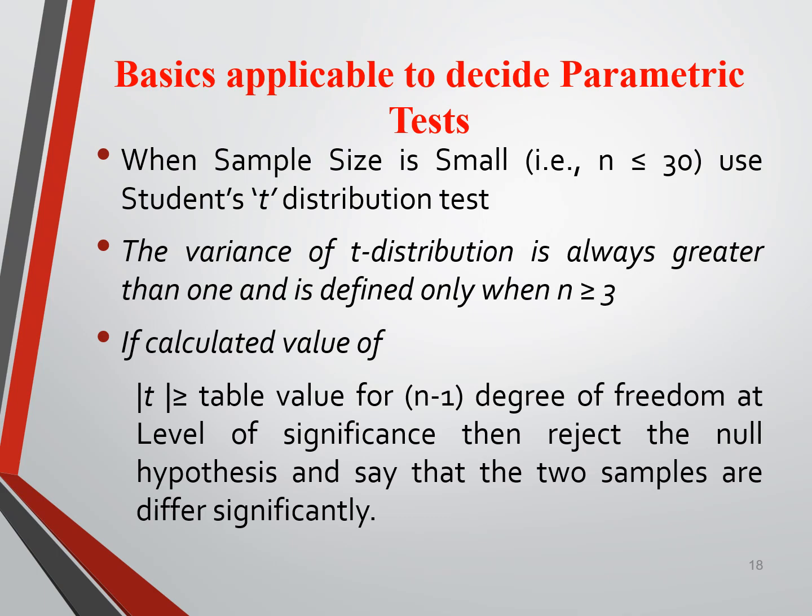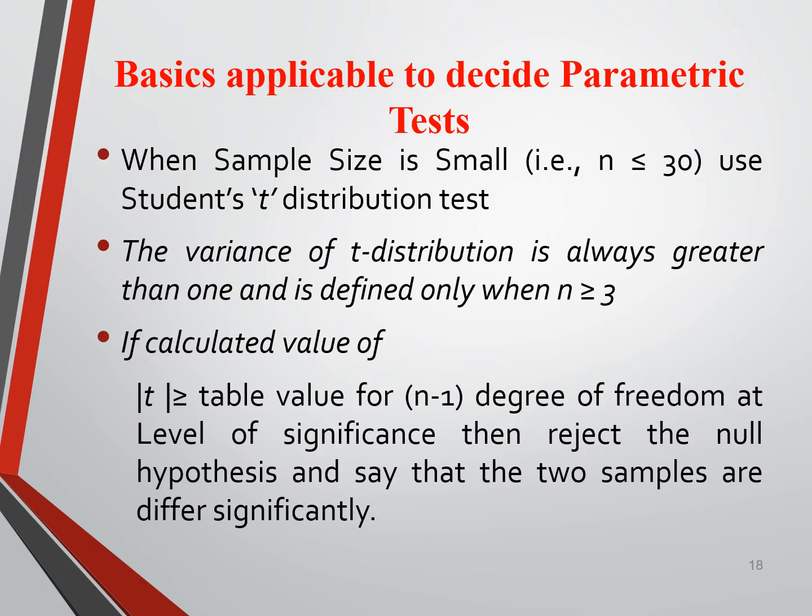The variance of the t distribution is always greater than 1 and can be defined only if n is equal to or greater than 3, but less than or equal to 30. So I say that minimum 2 samples are required. So for performing your t-test, the number of samples should be between 3 to 30.